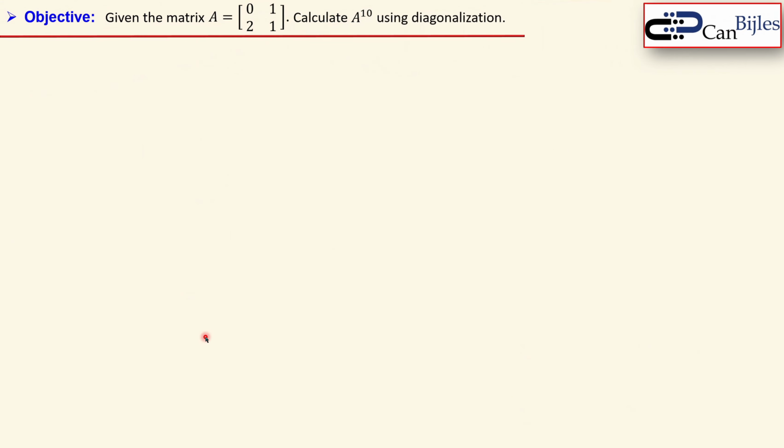Okay, let's see it in real action with numbers, and we would like to calculate for this matrix given here, 0 1 2 1, we would like to calculate a to the power 10. Now in normal situations you don't know anything about diagonalization, you should say, okay, let's do a times a, then you get a squared, then you do again a squared times a, you get then a cubed, and then you do a cubed times a, you get a to the power 4.